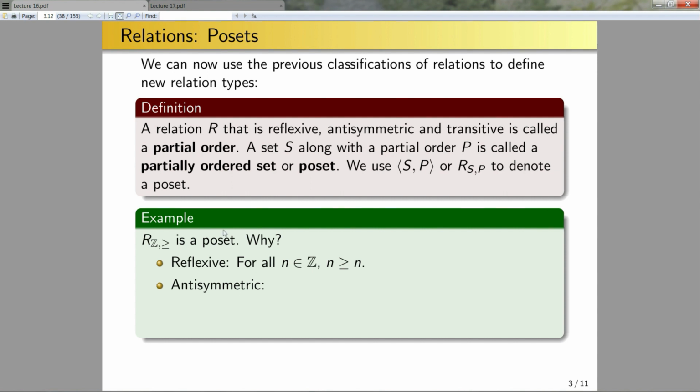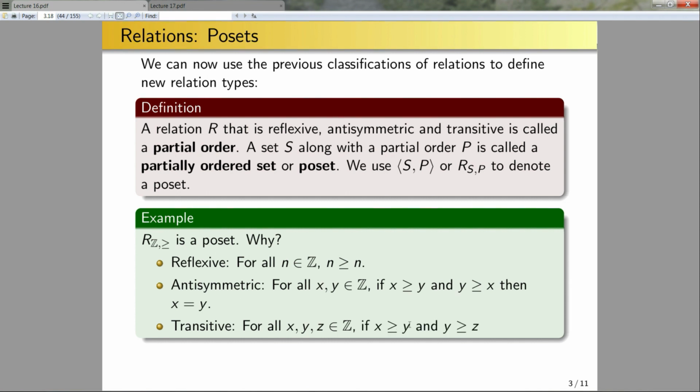Next, is this antisymmetric? Well, how do I show that something's antisymmetric? I need to show that for all x and y, if x is greater than or equal to y, and y is greater than or equal to x, then x is equal to y. Would this be true? Yeah, it is true for this case. Therefore, this is antisymmetric. Next, we need to show it's transitive. So how do I show transitive? I need to show for all x, y, and z in Z, if x is greater than or equal to y and y is greater than or equal to z, I need to conclude now that x is greater than or equal to z. Can I do this? Yeah, that's true for integers.